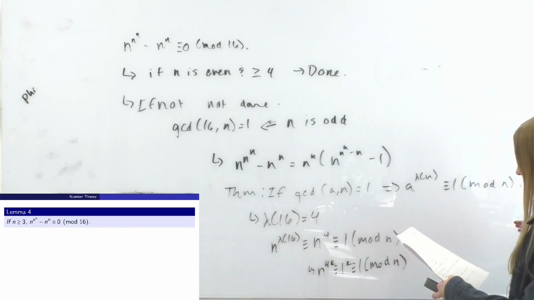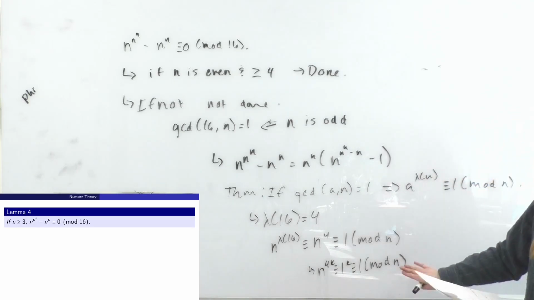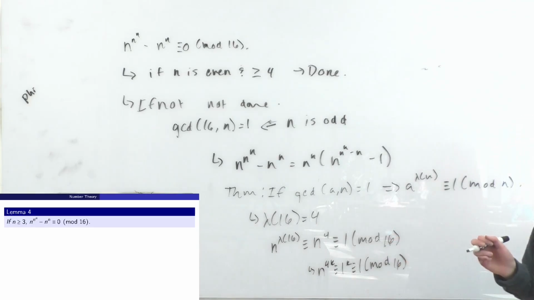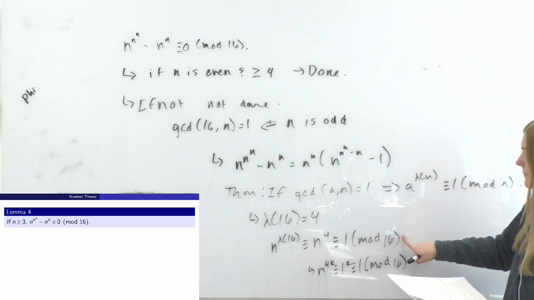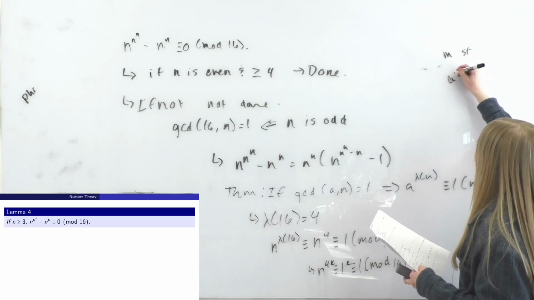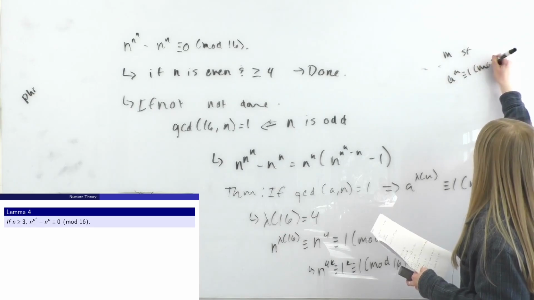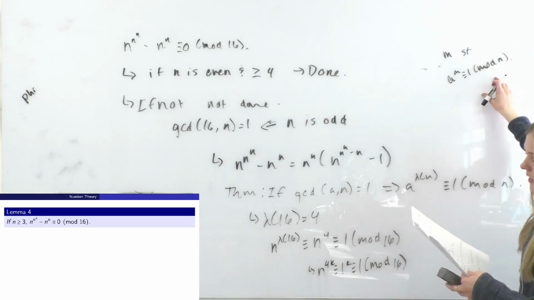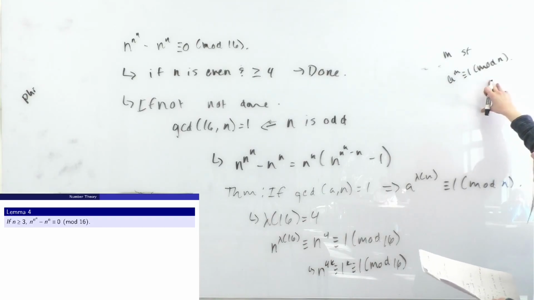Can I ask you a question? Lambda of 16, the lambda of n was the minimum what, m? Yeah, it's the smallest integer m such that a to the m is congruent to 1 mod n. It's written as lambda of n, so obviously it depends on n.